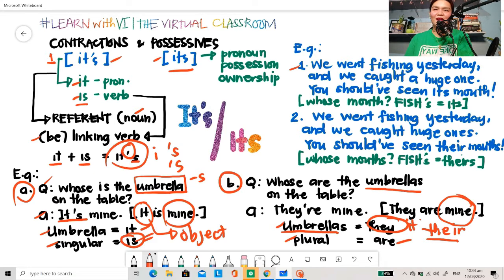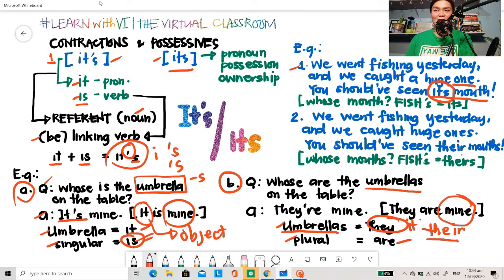All right. Now, there are a lot of factors to consider here. Well, for one, you have to look at how many fish they caught. And two, you have to look at what possession is being shown here. So for one, there's only a single fish that was caught. And two, the person in this statement is talking about the mouth of the fish. So instead of using the contracted version, "it is," what we're using here is the non-contracted version that shows possession or ownership, which is "its." No special characters whatsoever, referring to the mouth of the object, which is the fish.